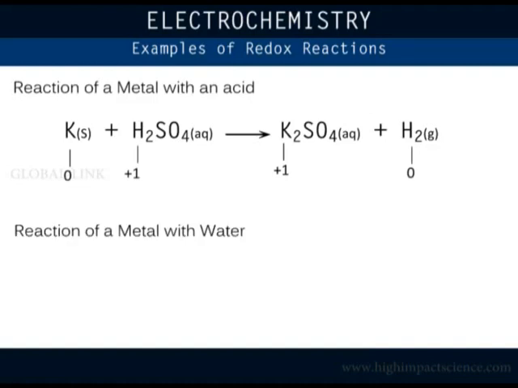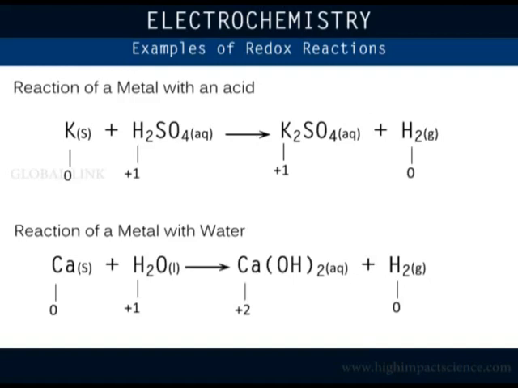Reaction of metals with water. For example, calcium reacts with water to form calcium hydroxide and hydrogen gas. Calcium is oxidized by losing 2 electrons to form calcium ions. The oxidation number is increased from 0 to +2. Hydrogen is reduced by gaining an electron to form hydrogen gas. Its oxidation number reduces from +1 to 0.